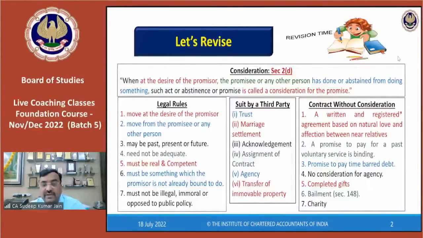The following are the 7 cases in which a contract, even without consideration, is valid. First is a written and registered agreement based on natural love and affection between near relatives. The important points in this line are written and registered. "And" is important. It should be written and also be registered. Promise to pay for voluntary service is binding. That is past consideration. Promise to pay a time-barred debt. No consideration is required for agency. Gifts, no consideration required. In case of bailment, no consideration required. In case of charity, no consideration is required.